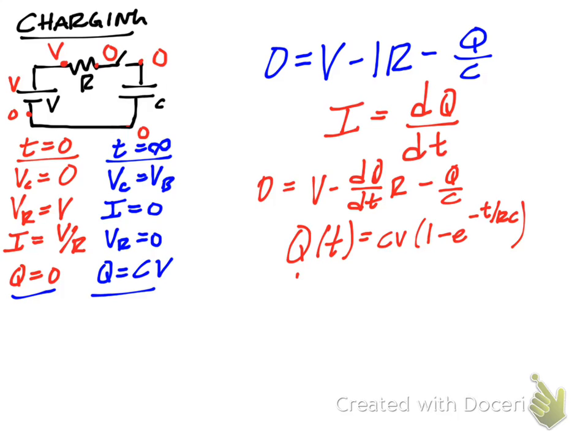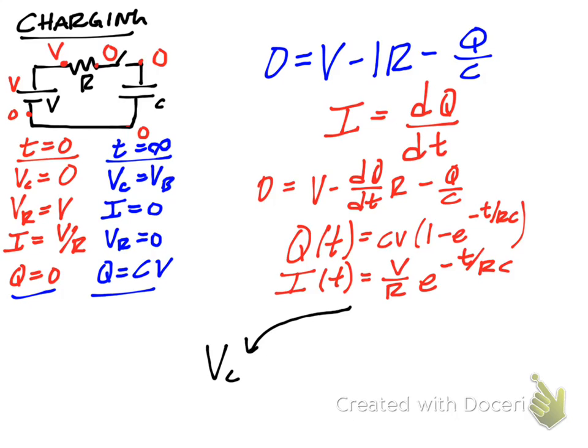Now, if we want the current as a function of time, we're going to need the derivative of this. So we take the derivative of this and we have the voltage over the resistance times e to the negative t over RC. Now, since there are two different voltages that we can speak of, we have the voltage of the capacitor and we have the voltage of the resistor as a function of time.